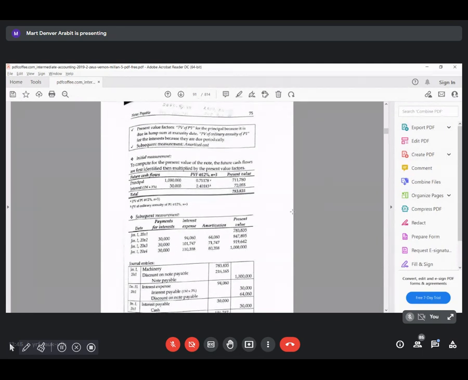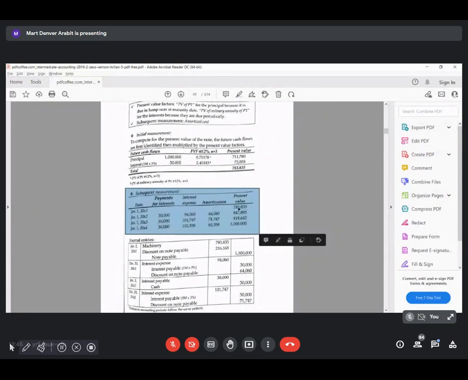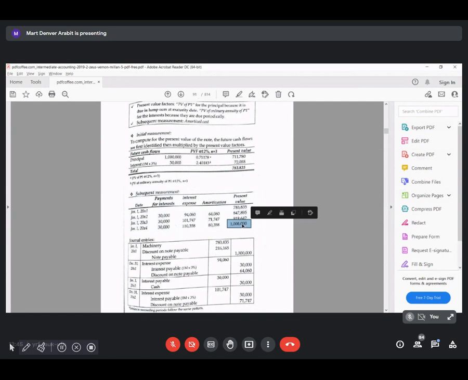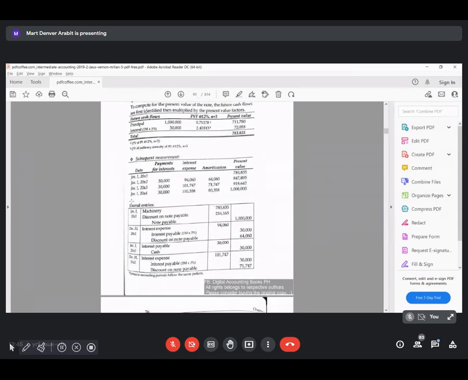Okay, so subsequent measurements, same lang, using effective interest method. Ito, i-multiply lang natin sa interest rate niya na 12%. And until ma-fully amortize natin siya to 1 million. Okay, so ito yung mga entries. Initial recognition, recognition of, ito.